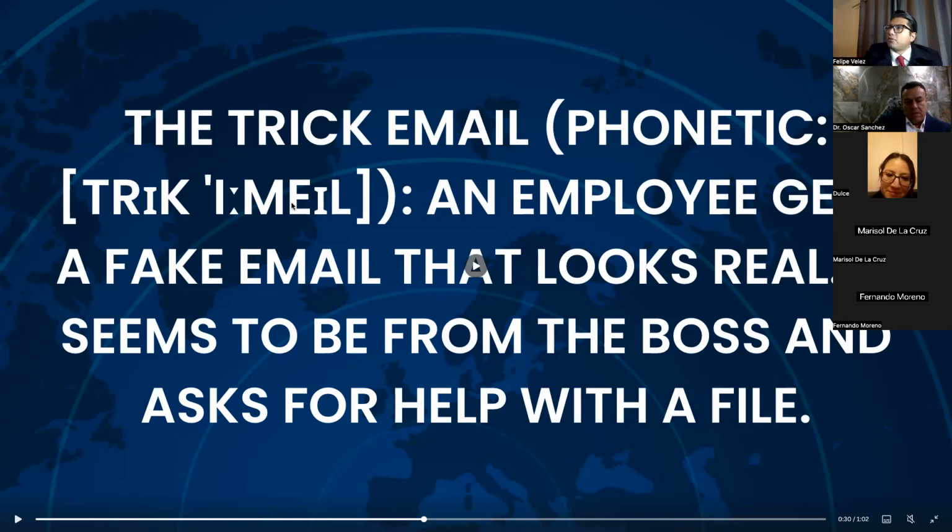Entonces es 1, 2, 3, Dulce, the trick email. An employee gets a fake email that looks. Ya, otra vez. An employee gets a fake email. Más natural como pedir un taquito, así. An employee gets a fake email. Más sencillo, Dulce. Llévatelo más natural. Otra vez. The trick email. An employee gets a fake mail that looks real. Exactly. Que parecía o que parece real.